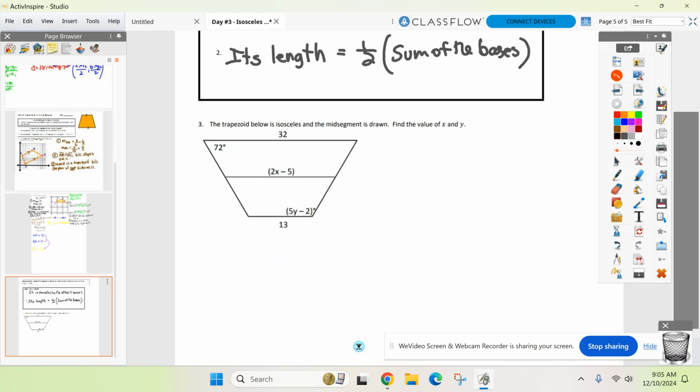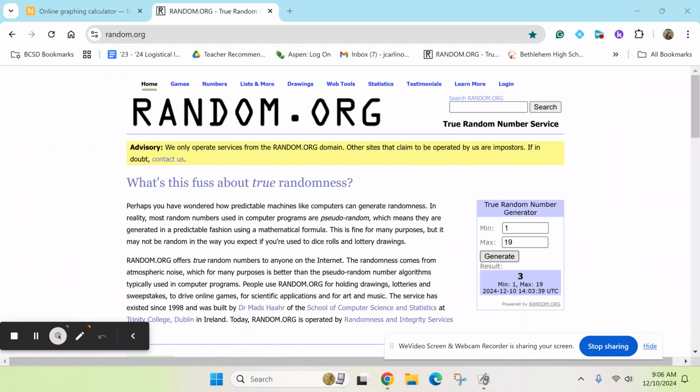I got an isosceles trapezoid here, and the mid segment is drawn in, 2x minus 5. Let's start by finding x, and then we'll go to y. That's the mid segment, 2x minus 5. You tell me what it should be equal to based on what we just wrote. What am I going to set 2x minus 5 equal to? What is the mid segment length equal to? Use what we just used above.